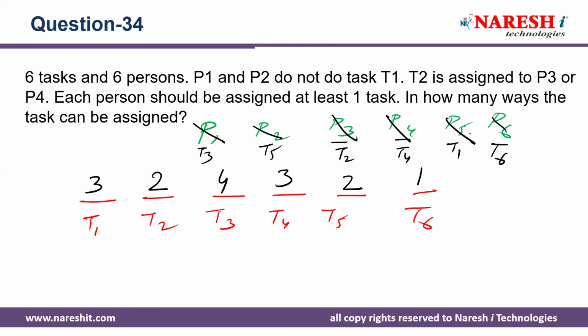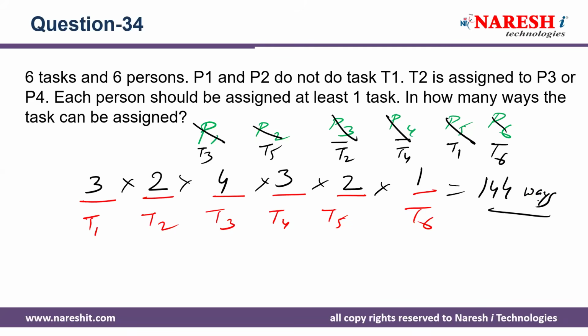And they also told that each person should be assigned at least one task. Everybody will get only one task because six people, six tasks means no one will get double. So the final answer in permutations, we multiply everything. 144 ways.